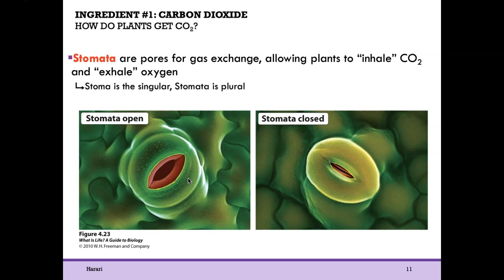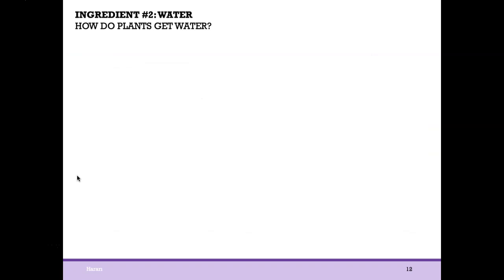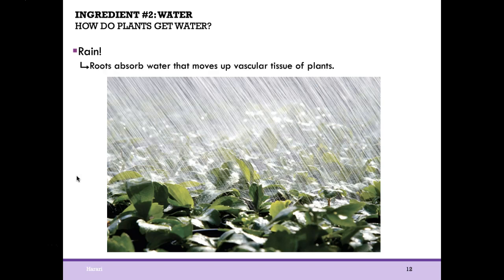Right? And stoma is singular, right? Stomata is plural. So the second ingredient is water. And how do plants get water? Well, from rain. And roots can absorb water from the earth that can move up vascular tissue of plants and then deliver the water to the mesophyll cells where photosynthesis occurs.